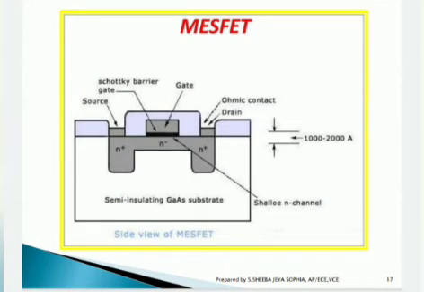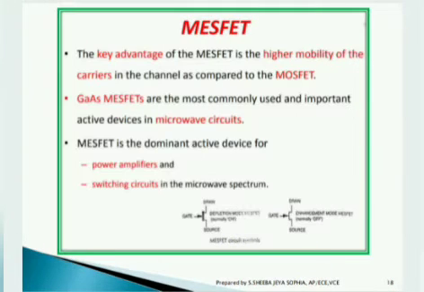This is the MESFET side view, and you can clearly see the Schottky barrier gate as well as the ohmic contact of the drain, and its thickness ranges from 1000 to 2000 angstroms. The key advantage of using this MESFET is the higher mobility of carriers in the channel as compared to MOSFET, and also GaAs MESFETs are commonly used in active devices like microwave circuits. MESFET is the dominant active device for power amplifiers and switching devices in the microwave spectrum.